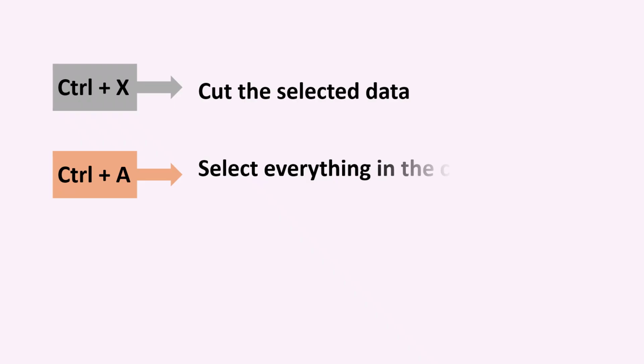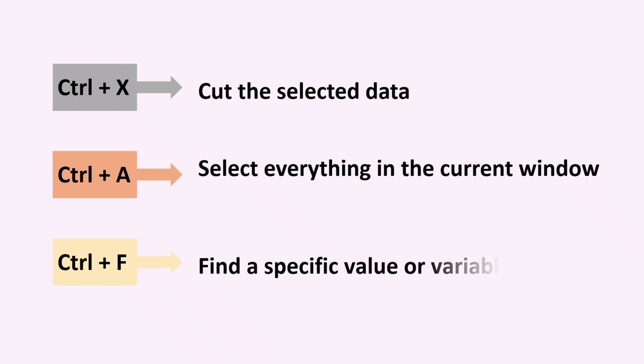Control plus X, cut the selected data. Control plus A, select everything in the current window. Control plus F, find a specific value or variable. These shortcuts make editing in SPSS much faster and save you from clicking through menus again and again. They keep your workflow smooth, especially when you are cleaning or organizing large datasets.